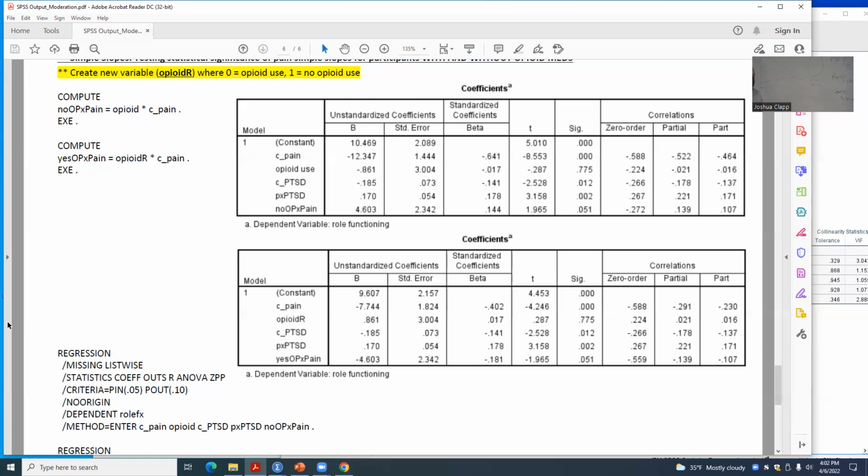What's that? It would be the same model. No, you just get, if you just, well, that's what this model is.